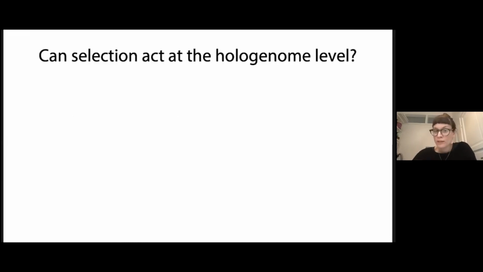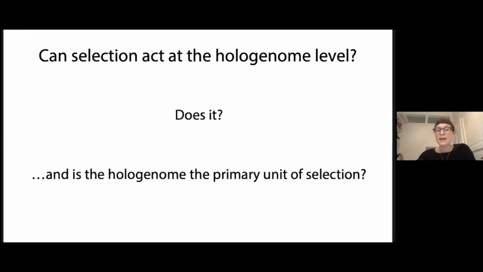It's more whether selection actually acts at the hologenome level. Is the hologenome ever the primary unit of selection? Or is there too much conflict within the microbial community, and between the host and the microbes, for the hologenome to be a unit of selection?